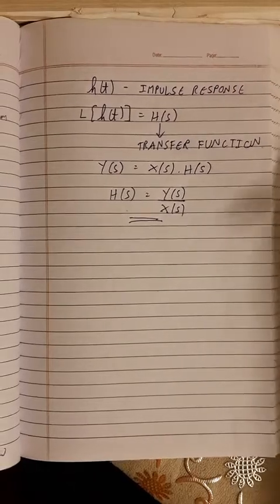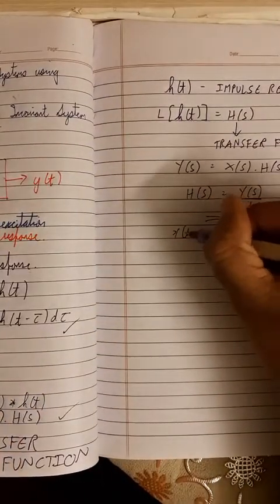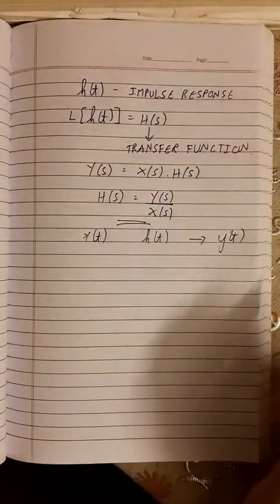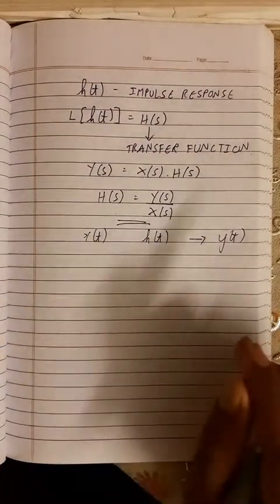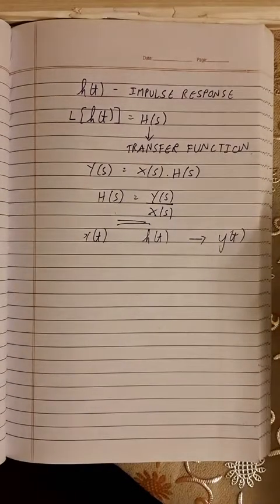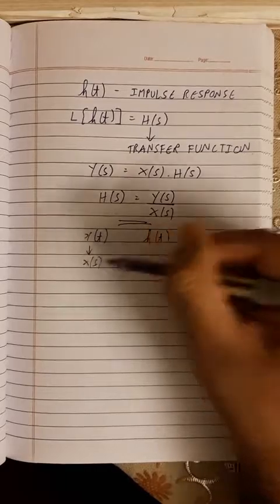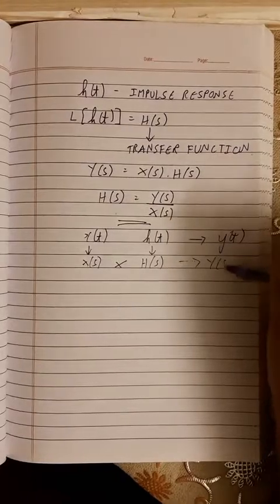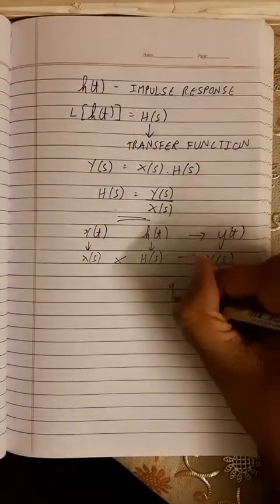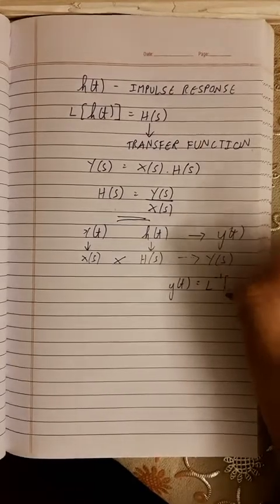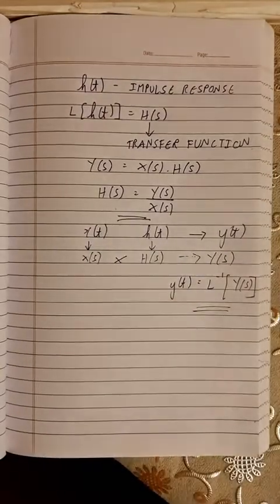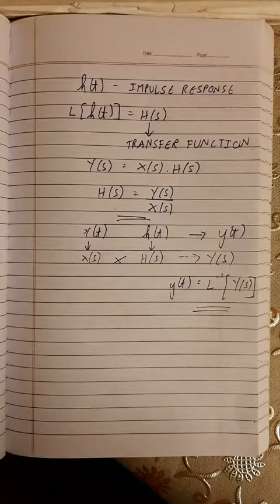In the question, they will give you x of t and h of t, then they will ask you to find y of t. In that case, you need not apply the convolution theorem. You can simply find x of s, then find h of s, and multiply them to find the value of y of s. Then to find y of t, simply find the Laplace inverse of y of s using the partial fraction method. This is how the problem becomes simpler.